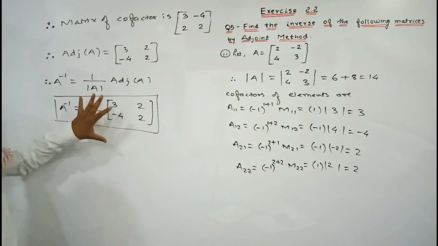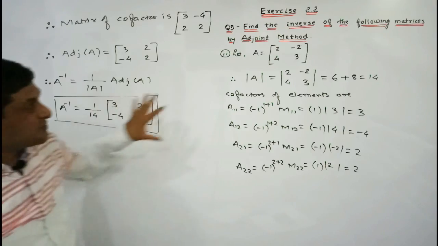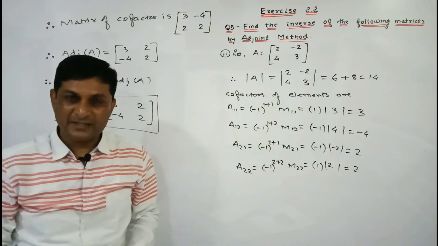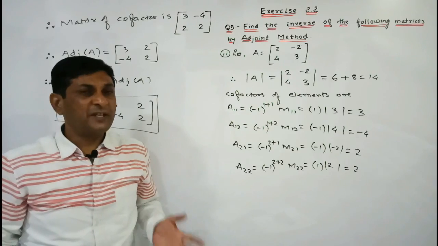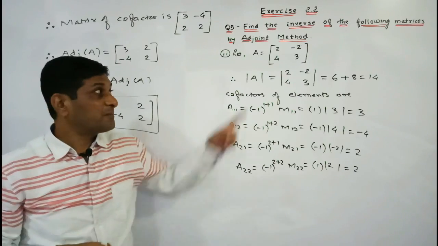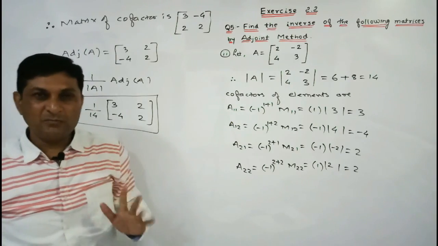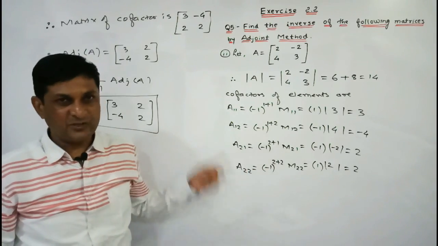Means if you are taking the multiplication of this A inverse with this matrix, definitely your answer will be what? Identity matrix. Means finding the inverse means what? Find out such a new matrix that the product of these two matrices will be equal to what? Identity matrix. And one of the methods to find A inverse is the adjoint method.